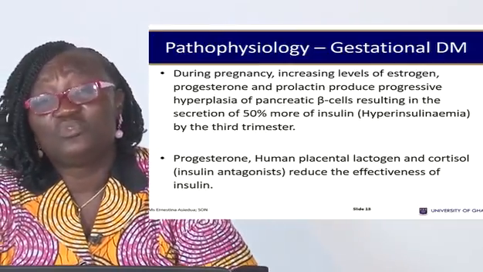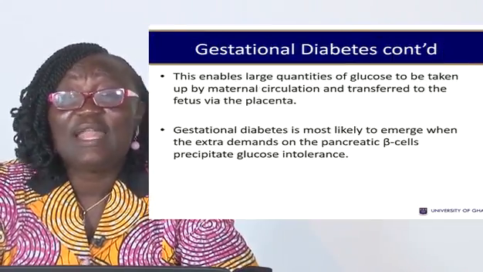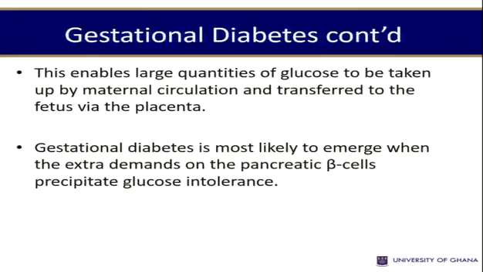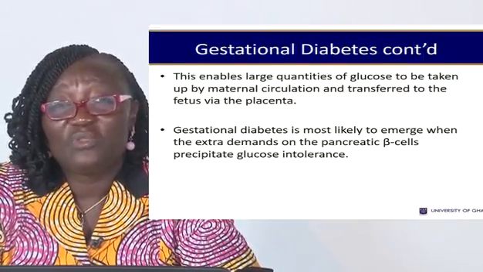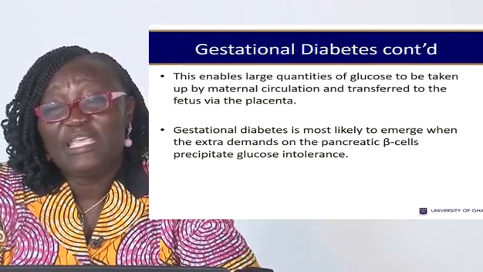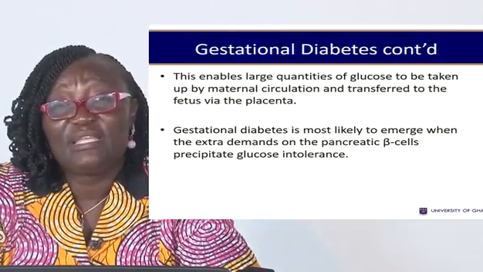Now, this physiology is useful because it enables large quantities of glucose to be taken up by the maternal circulation and transferred through the placenta to the baby. After they have triggered the beta cells to increase insulin production, they also release other hormones that minimize the effect of the insulin, so that more glucose will always be available in maternal circulation. And that is the only way we can have a lot of glucose being taken to the baby.